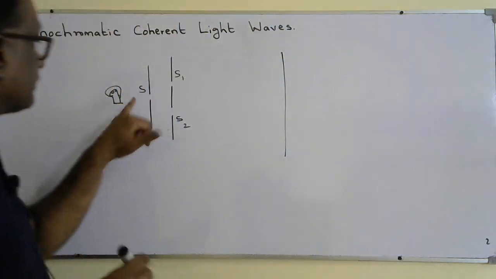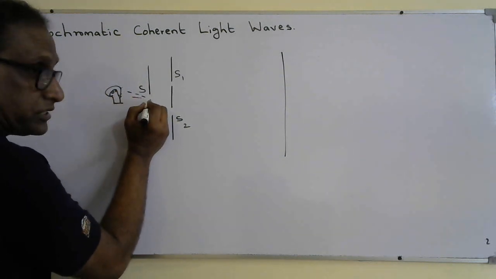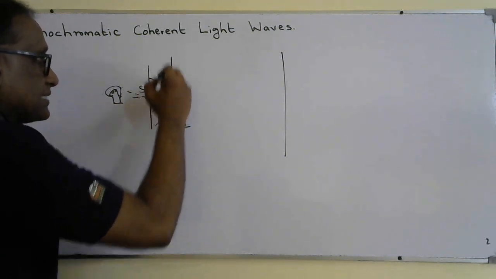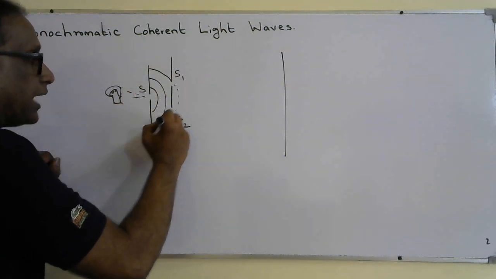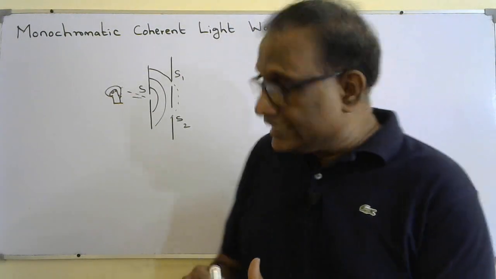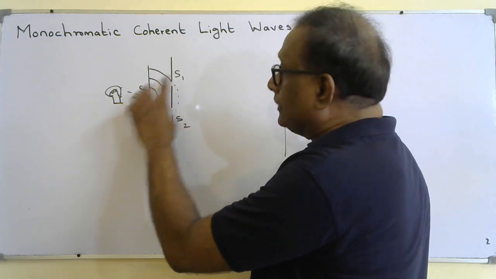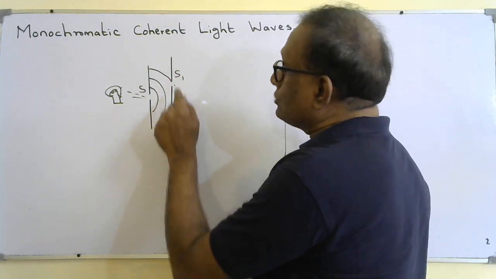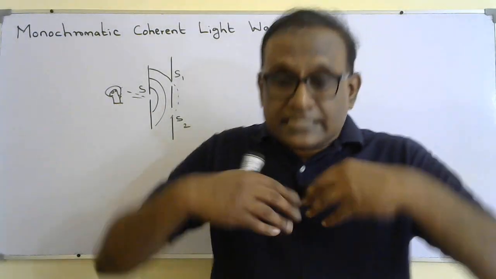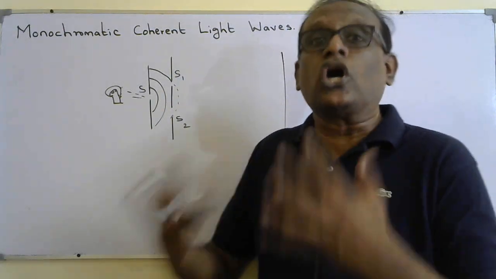S might receive light from different portions of the bulb, whatever it is. That doesn't matter. That light will diffract when it passes through S. So the same light is going to pass through S1 and S2, which is diffracted by S. So whatever phase change happens at S will happen for the light coming out through S1 and S2. The same phase change will happen for both S1 and S2. When the same phase change happens for both, the phase difference will remain constant.